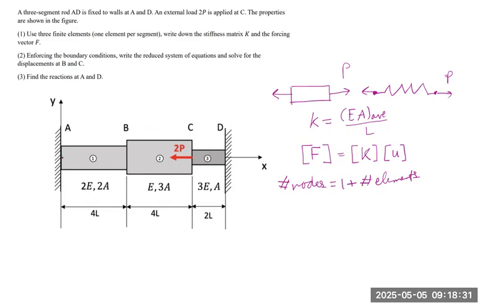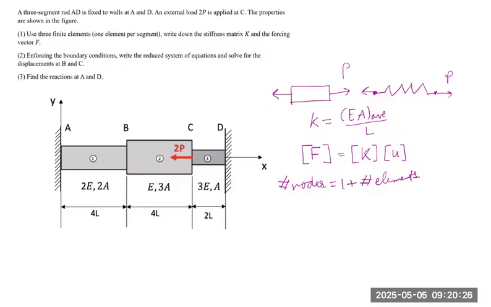And what is the number of nodes? The number of nodes is like at each point. So this is the first node, this is the second node, this is the third node, and this is the fourth node. So as you see, the number of nodes is always 1 plus the number of elements, since here we have 4 nodes, but 3 elements. If we were to use 4 finite elements, we would have 5 nodes: 1, 2, 3, 4, and 5. So keep that in mind.